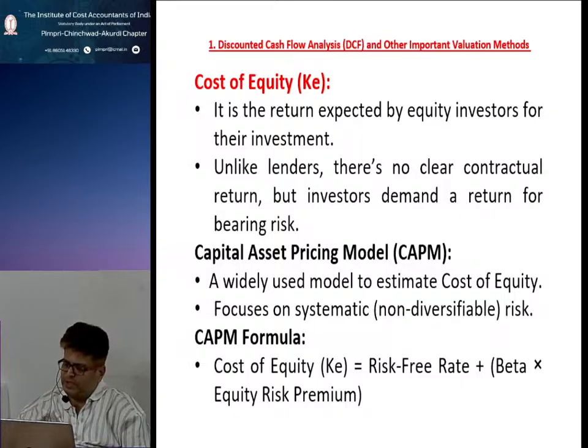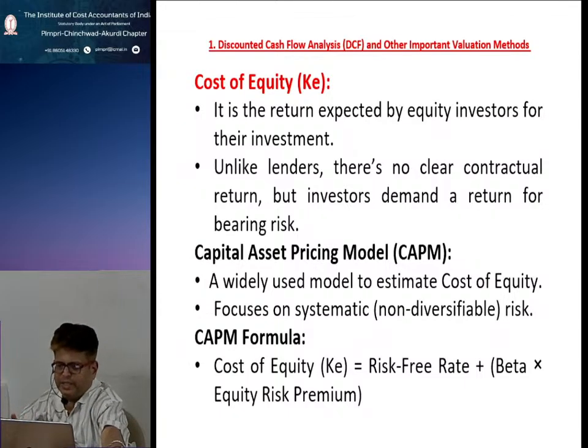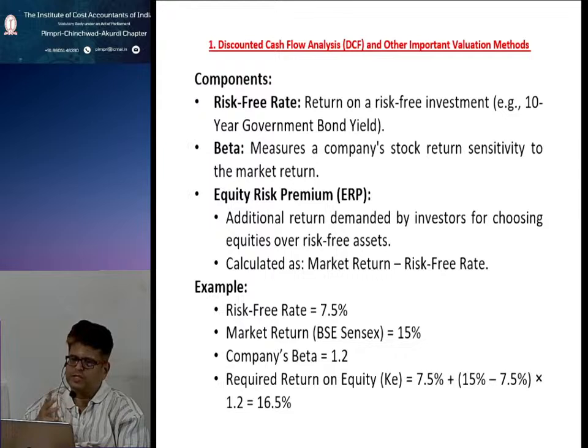Then comes the concept of capital asset pricing model, called CAPM. CAPM is a widely used model to estimate cost of equity. It focuses on systematic, that is non-diversifiable, risk. What is meant by diversifiable risk and non-diversifiable risk we have already seen in strategic performance management, so I am not getting into that. The focus of CAPM is always on the systematic risk, and the CAPM formula is: cost of equity, that is KE, is equal to risk-free rate plus beta into equity risk premium.